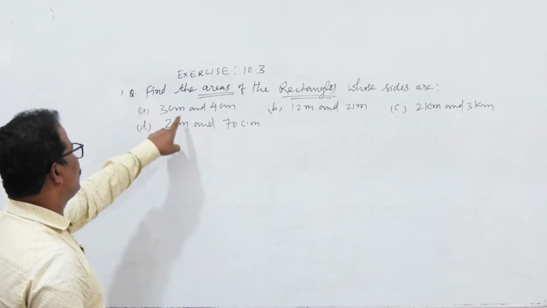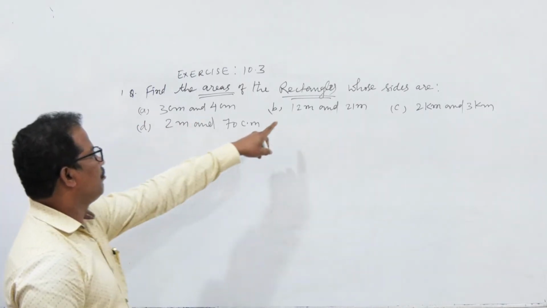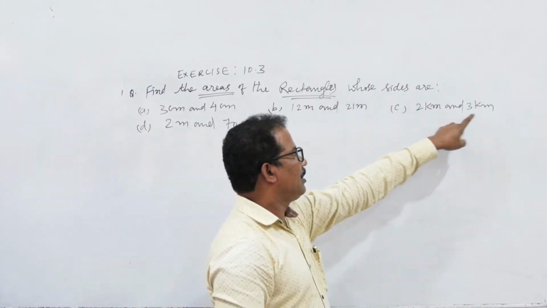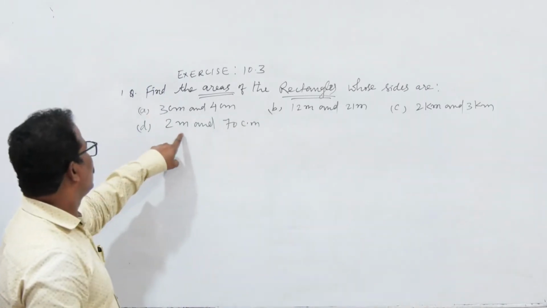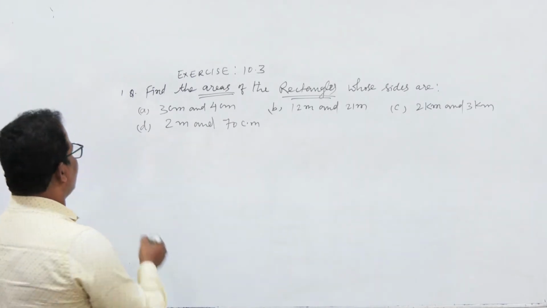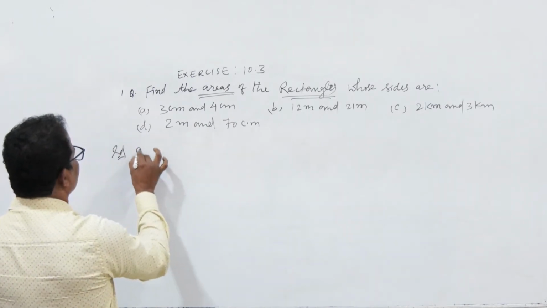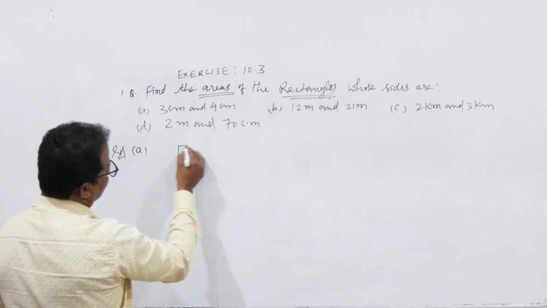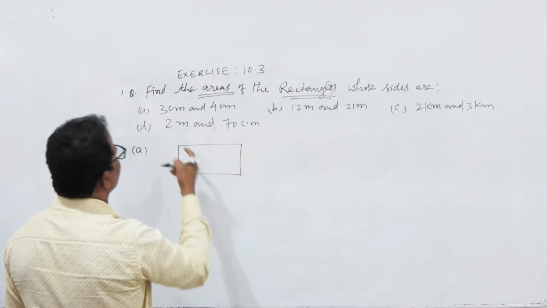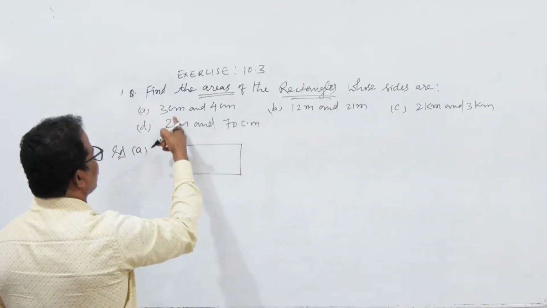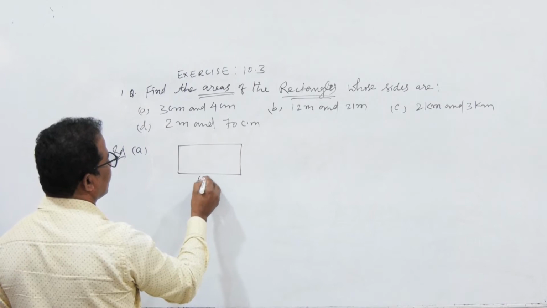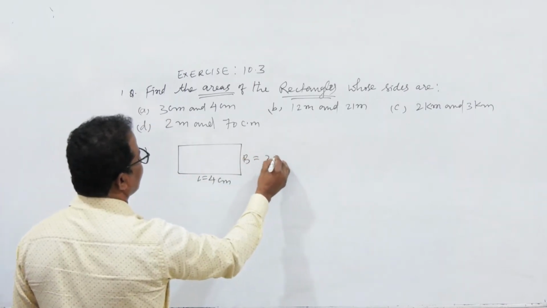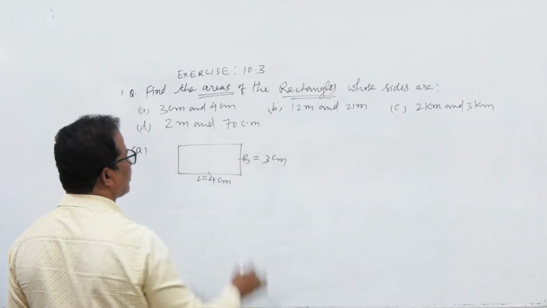A is 3 cm and 4 cm, B is 12 meter and 21 meter, C is 2 kilometer and 3 kilometer, and D is 2 meter and 70 centimeter. So the solution for the first one, A: here is a rectangle whose sides are these. That means the length we can take as 4 centimeter and the breadth as 3 centimeter. Understand, this is length and this is breadth.